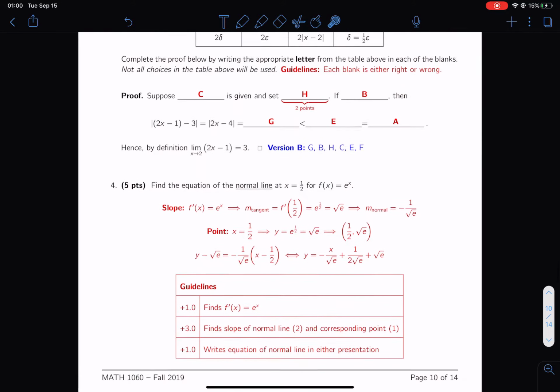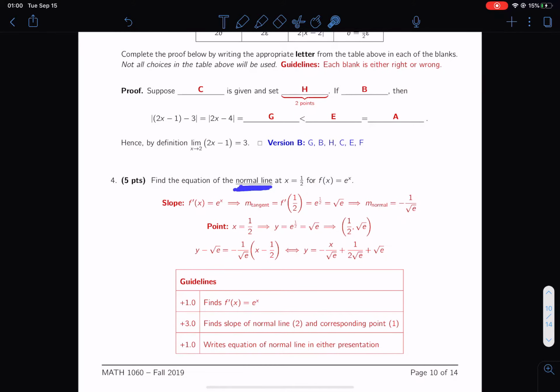Number 4, find the equation of the normal line. Pay attention. This is the normal line, not the tangent line. So for this one, first we have to find f prime of 1/2. We know f prime of x is e to the x power. So the slope of the tangent line is f prime of 1/2, which is e to the 1/2 power. That is the square root of e. So for the normal line, we have to use minus 1 divided by that one, which is this one.